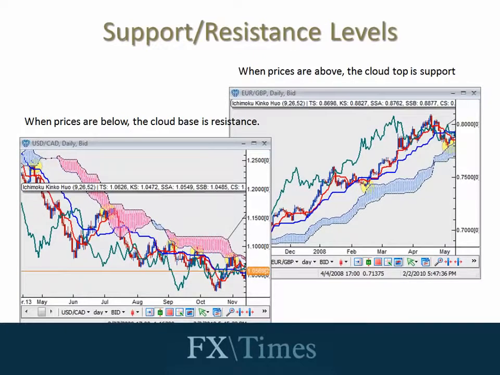Additionally, support and resistance levels can be predicted by the presence of the kumo, or clouds. The kumo can also be used to identify the prevailing trend of the market, as we mentioned before. When the market is above the cloud, it is bullish. When it's below, it is bearish. When the price is below, the cloud can be seen as resistance, and when it's above, the cloud can be seen as support.